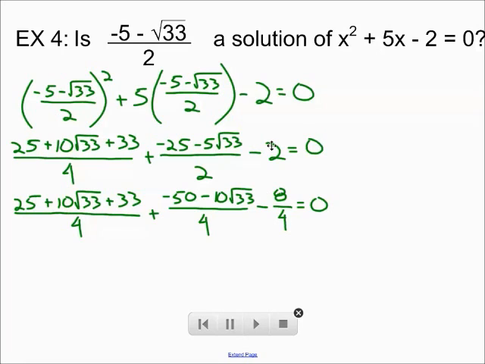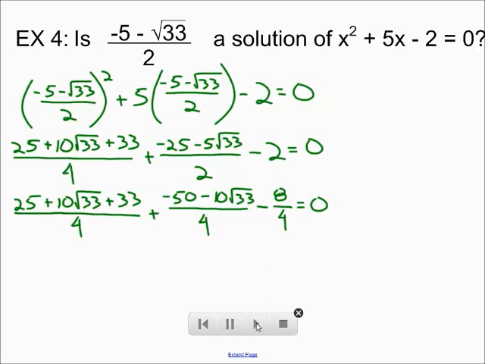So obviously to turn 2 into something with 4 on the bottom, you'd multiply by 4 over 4, get 8 over 4. On this, we're going to multiply by 2 over 2. 2 times 2 is 4. 2 times this quantity is this quantity. 2 times negative 25 is negative 50. 2 times negative 5 square root of 33 is negative 10 square root of 33. Now we've got common denominators.